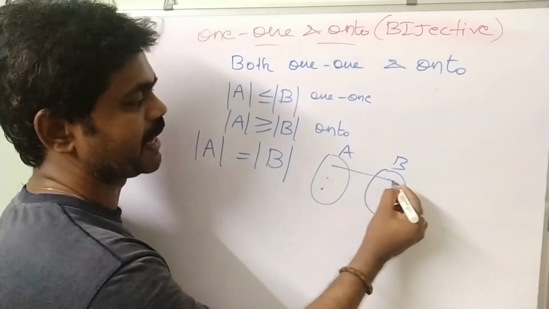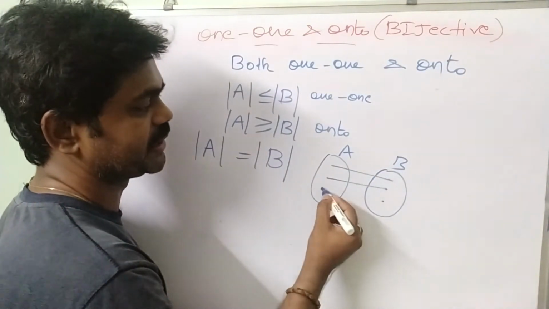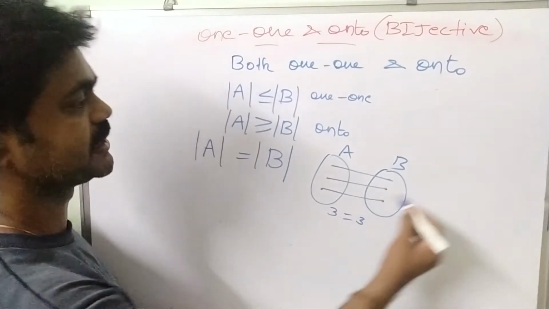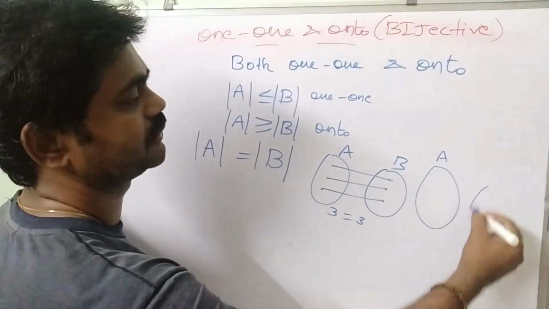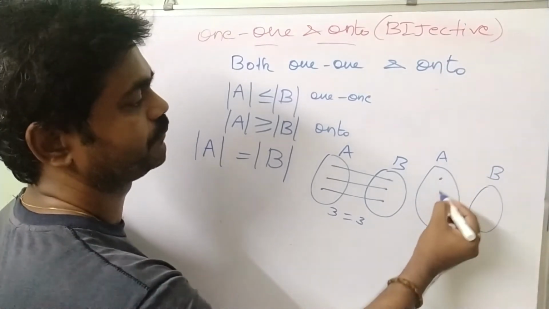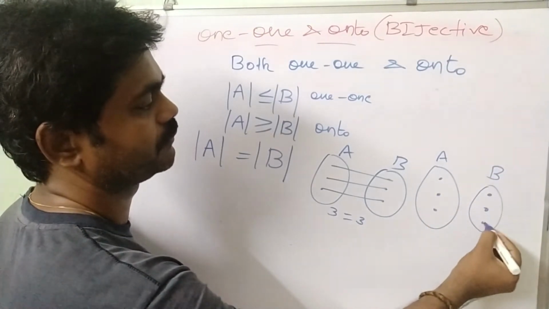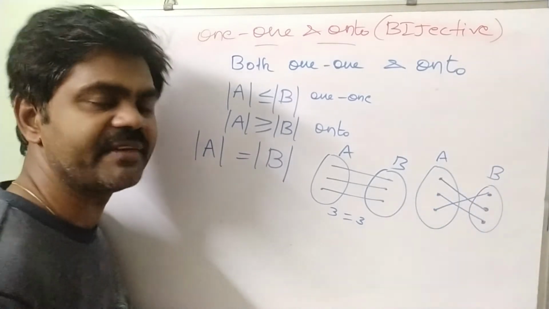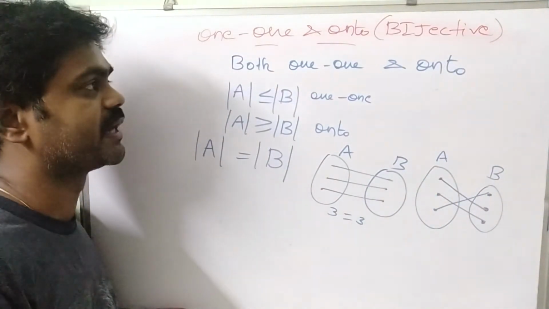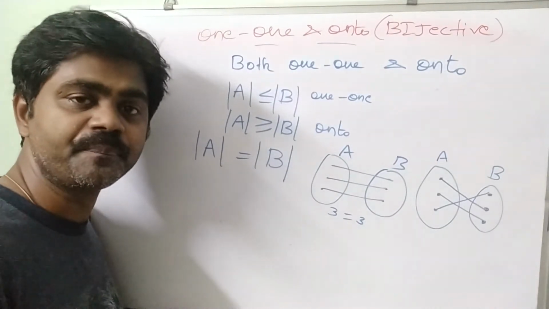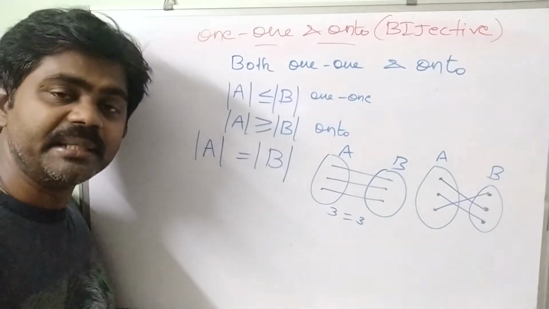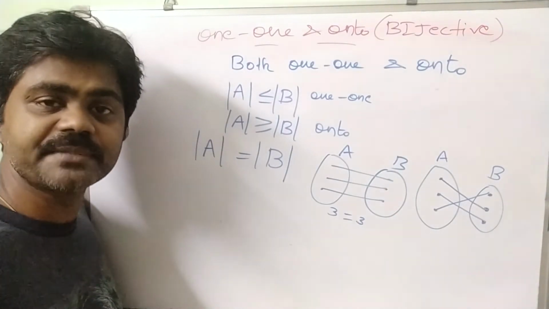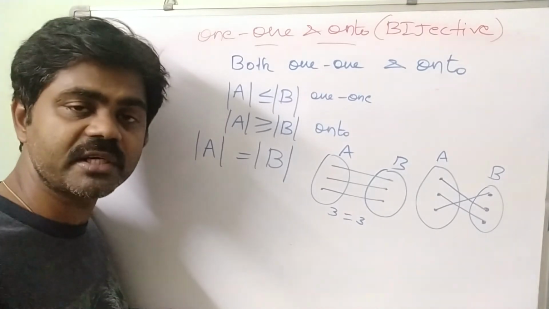A, B, this is mapped with this one, this is mapped with this one, this is mapped with this one. So 3 equal to 3, or else A, B, this is mapped with this one, this is mapped with this one, this is mapped with this one. Either way, this is called one-one and onto function, which is also called bijective function. So these are the three important functions. The first one is one-to-one function, second one is onto function, and the third one is bijective function, which is a combination of both one-one and onto.